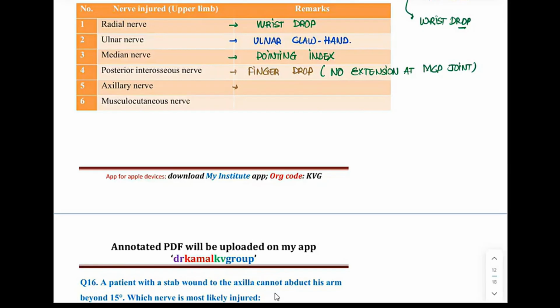So there is atrophy of deltoid. What we see is flattening of shoulder, because the rounded contour of shoulder is because of deltoid. So if the deltoid is gone, there is flattening of shoulder. Musculocutaneous nerve injury will result in loss of sensations in the upper lateral forearm.